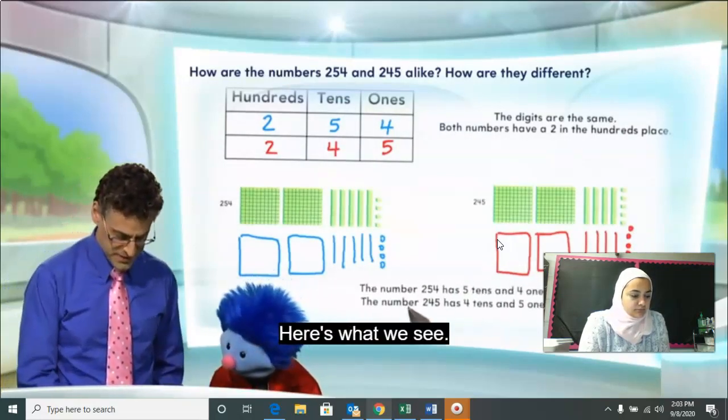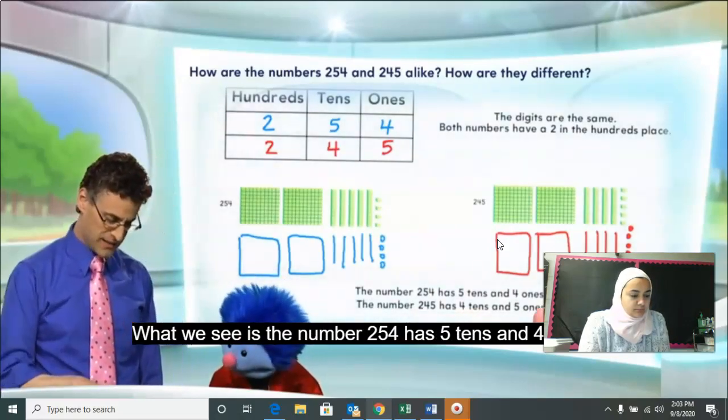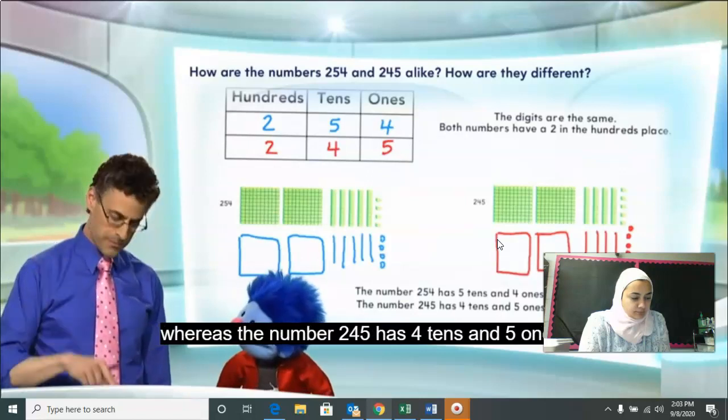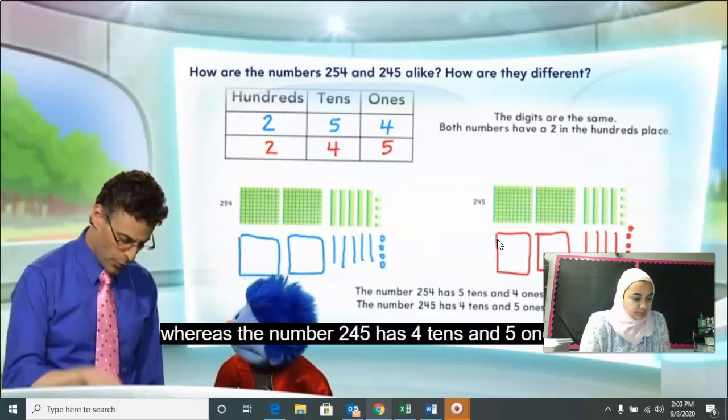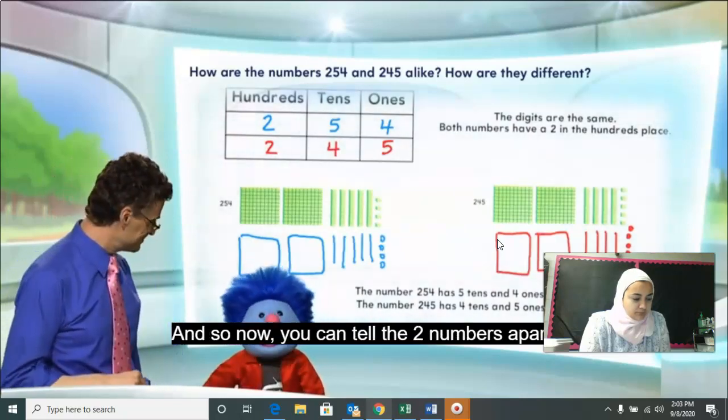Here's what we see. The number 254 has 5 tens and 4 ones, whereas the number 245 has 4 tens and 5 ones. And so now you can tell the two numbers apart.